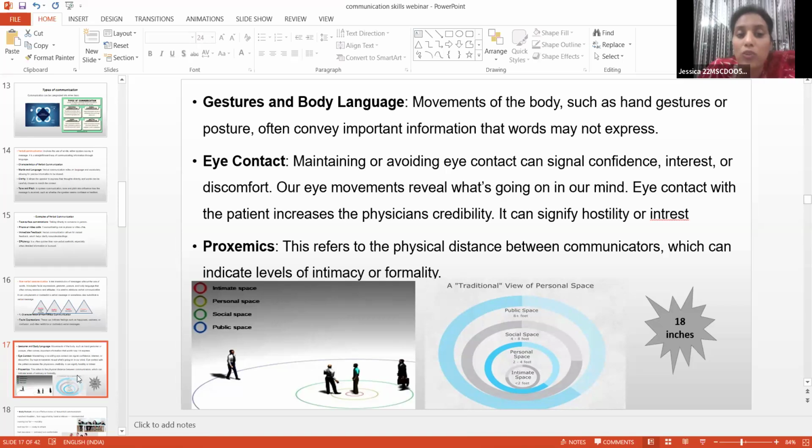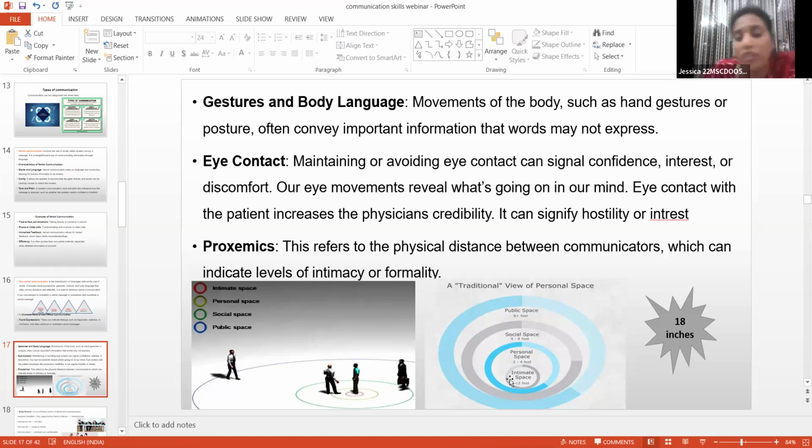Now, proxemics. This refers to the physical distance between communicators, which can indicate the levels of intimacy or formality. Now, there are 4 levels of physical distance which is normally indicated. When it is just less than 2 feet, it is an intimate space. So the patient would never want the physician or anybody else to intrude into their intimate space. 2 to 4 feet is something which we call a personal space. Social space is around 4 to 8 feet and public space is around 8 feet or more.